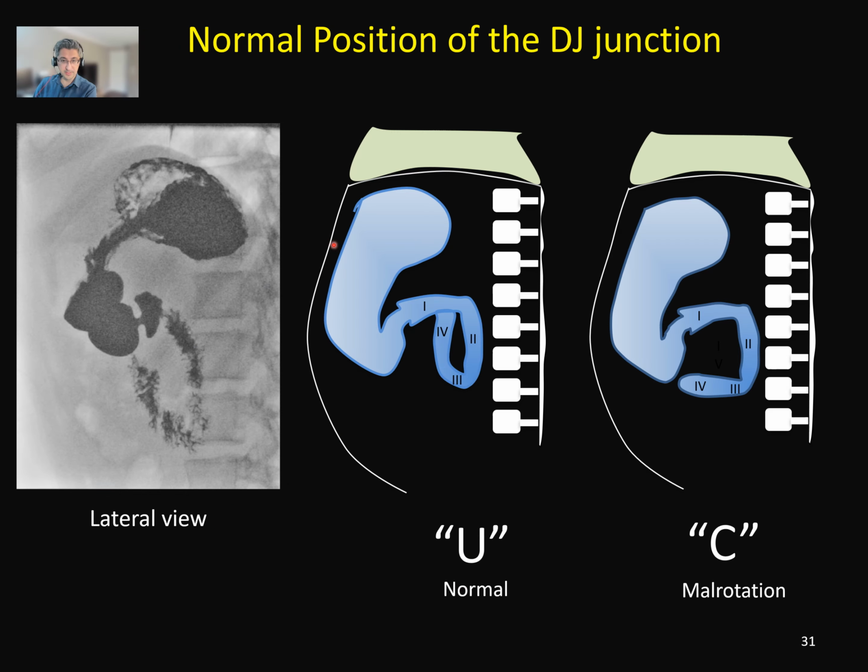For the upper GI studies, lateral view is also important. This is the normal lateral view. D1, actually D2, descending. D3 is the transverse. In an oblique view, you can see that D3, D4 is going up. So normally it's a U shape on the lateral view, but when there is abnormal rotation, the U becomes a reversed C because the fourth part does not ascend.